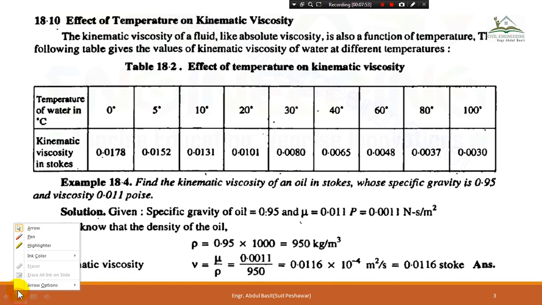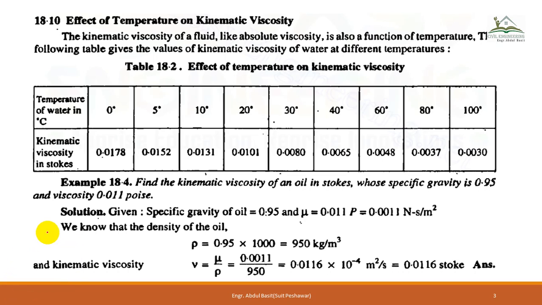How to do it? Let me draw it for you. The specific gravity, let's say G, will be equal to the density of oil, let's say this is oil, divided by the density of water. This is rho I'm trying to draw. So this is the density of water.